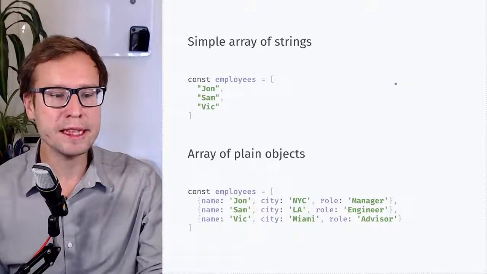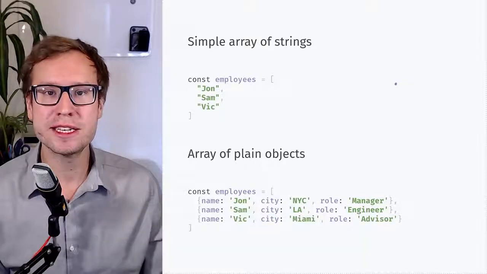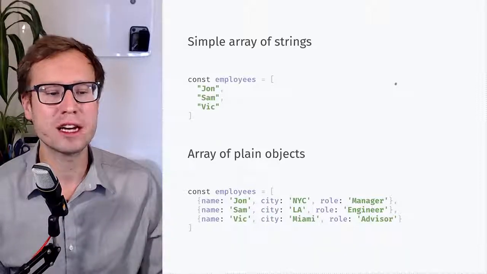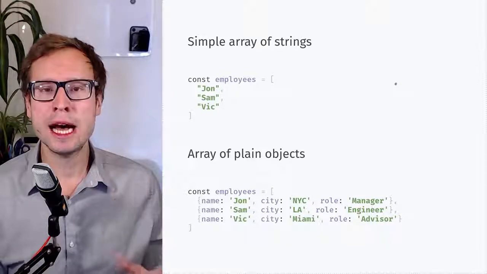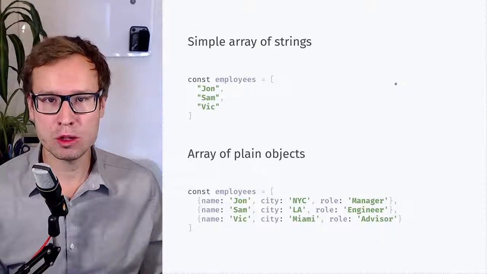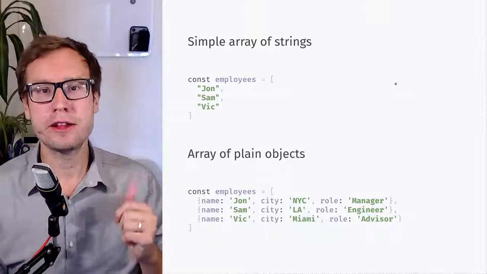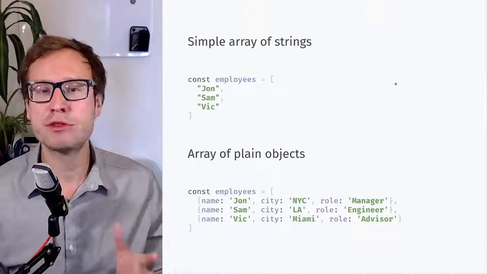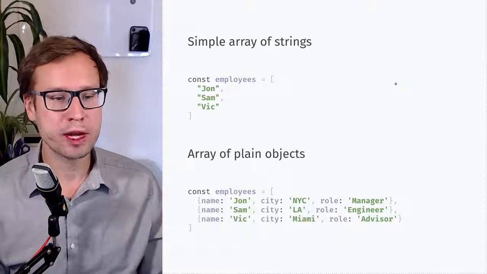So that's where a more complex array comes in, and specifically I'm talking about an array of objects, an array of plain objects. So this is a scenario where I'm going to decide to write some code where my employees are going to have 3 properties. They're going to have a name, they're going to have a city that they're from, and they're going to have a role. Okay, and all of those properties will be strings. Well, that's what I see here.